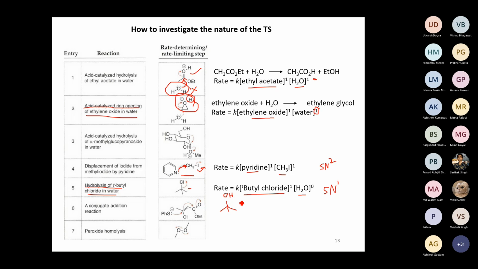So what is the possible pathway? What is the nature of the transition state in the rate limiting step? That is the formation of the carbocation. Then water will come, the same thing we discussed before. So you can see how powerful the rate law is to determine the nature of the transition state or rate determining step.